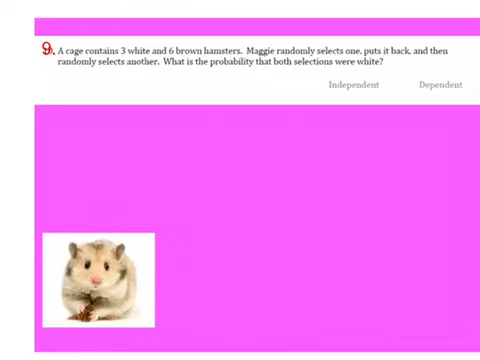Last example here, number 9. I have a cage that contains 3 white and 6 brown hamsters. Maggie randomly selects one, puts it back, and then randomly selects another. Remember, puts it back is really big for us. We want to find the probability that both of them, both tells me multiplication, were white. So I want you to try this one on your own, pause the video, and then come back and check your answer with mine.